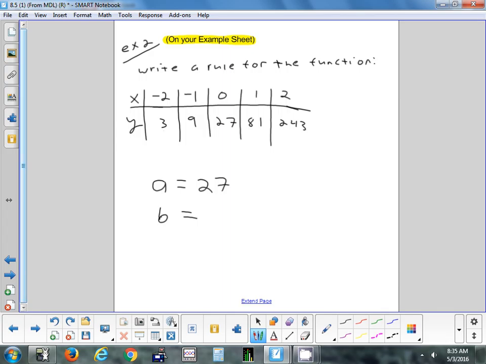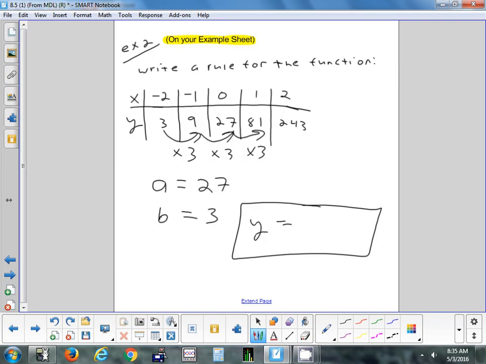Yeah, if you multiply 3 by 3, you get 9. If you do 9 times 3, you get 27. If you multiply 27 times 3, you get 81. So that tells us b is 3. So who can tell me what my rule would be for that function?